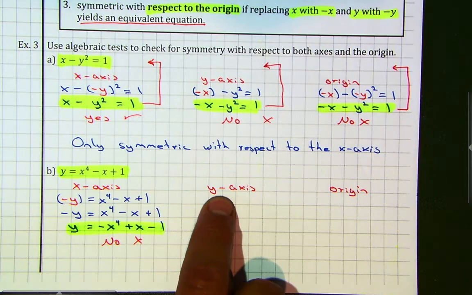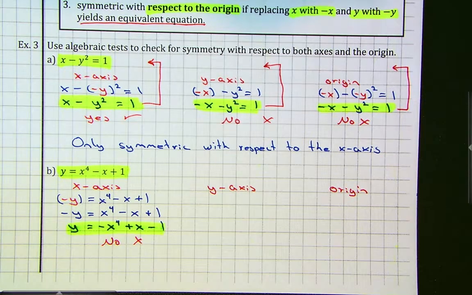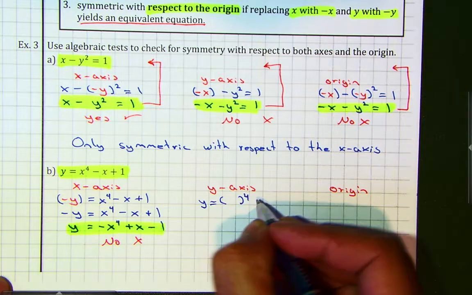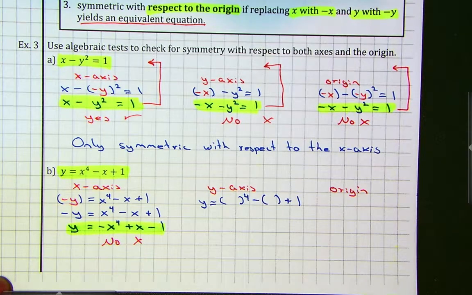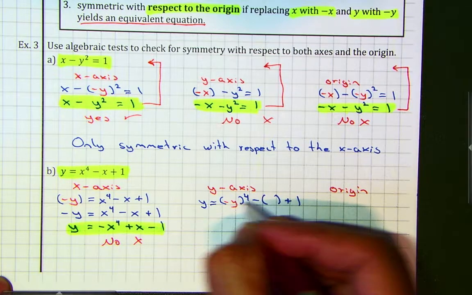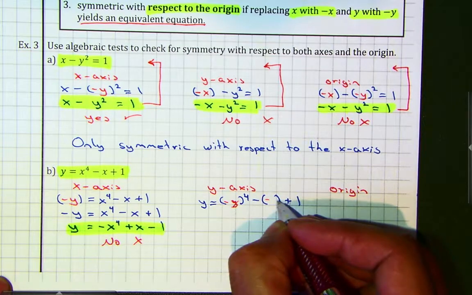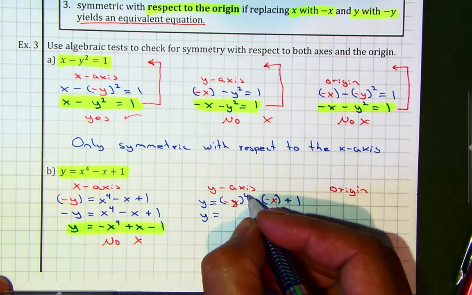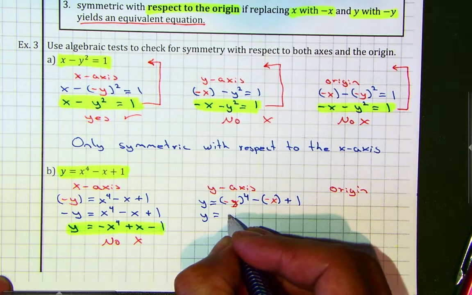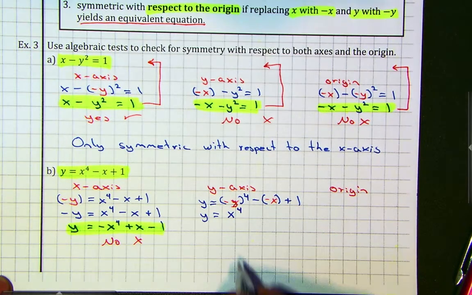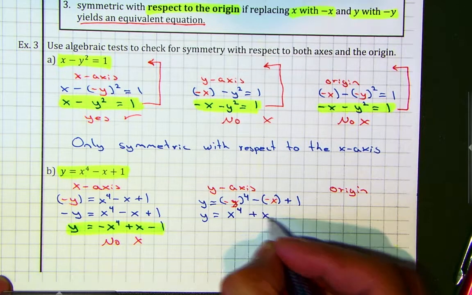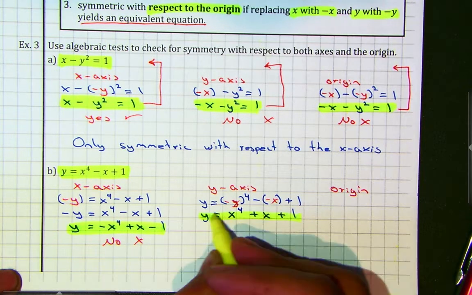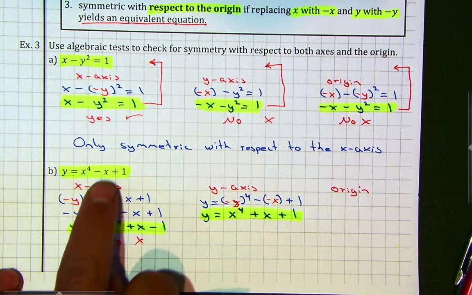With respect to the y-axis, I'm going to replace the x with a negative x. So you have to memorize this for the test. Negative x to the fourth power, because it's an even power, is going to stay positive x to the fourth. Negative x becomes a positive x, and plus 1. Does it yield an equivalent equation? Almost, except for the x. So therefore, this is a no.